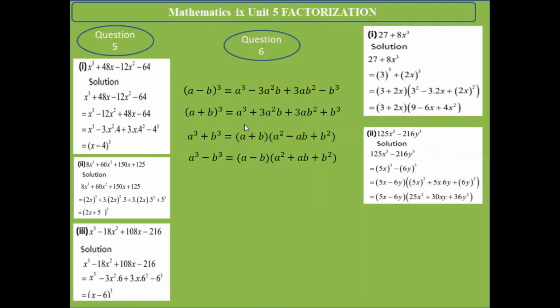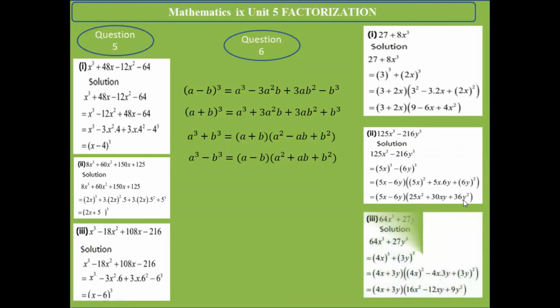By replacing the values of a and b in this formula, we can write this as (5x minus 6y)((5x) square plus 5x times 6y plus (6y) whole square). So which is equal to (5x minus 6y) times (25x square, 5 times 6, 30xy, plus 36y square).